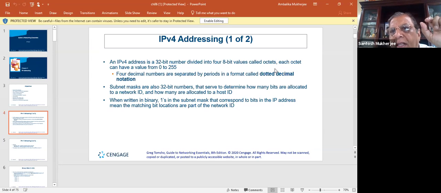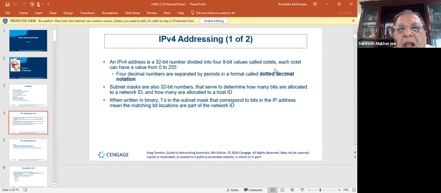So each one is like 0000, then a dot, then each of the four octets separated by periods, in a format called dotted decimal notation. Subnet masks are also 32-bit numbers that serve to determine how many bits are allocated to a network ID and how many are allocated to host ID. So basically, an IP address has a 32-bit number which is divided into four octets, separated by periods, called dotted decimal notation.